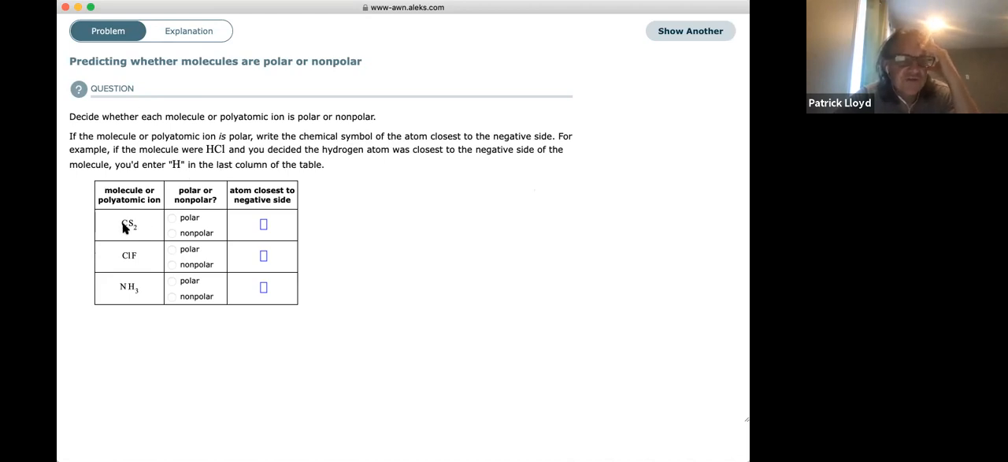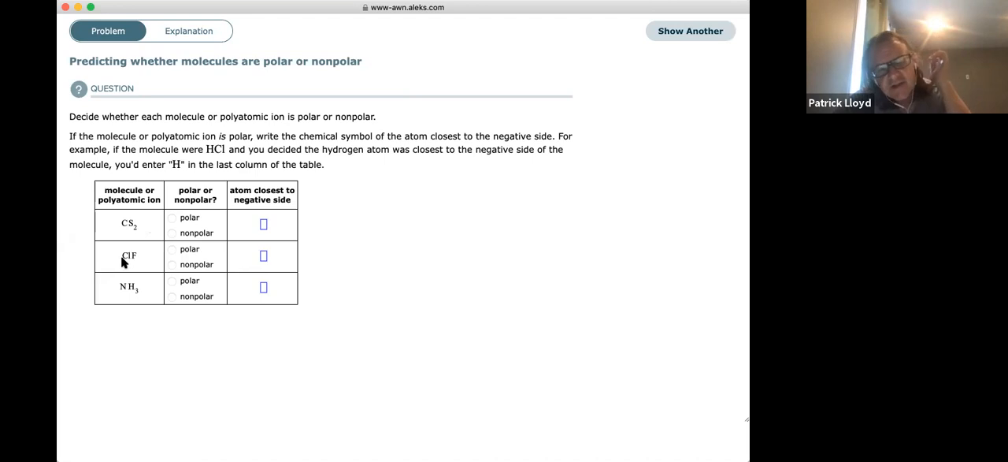Now CS2, if you look up the electronegativity differences, there isn't any. Carbon is 2.5, sulfur is also 2.5. Maybe it's 2.6, but that's such a small difference in electronegativity. It's going to be nonpolar. So it's not a geometric issue with CS2. It's really just an issue of the electronegativity differences. You have to have a significant, at least 0.4 or 0.5 difference in electronegativity for something to be polar. Okay, so that one's nonpolar.